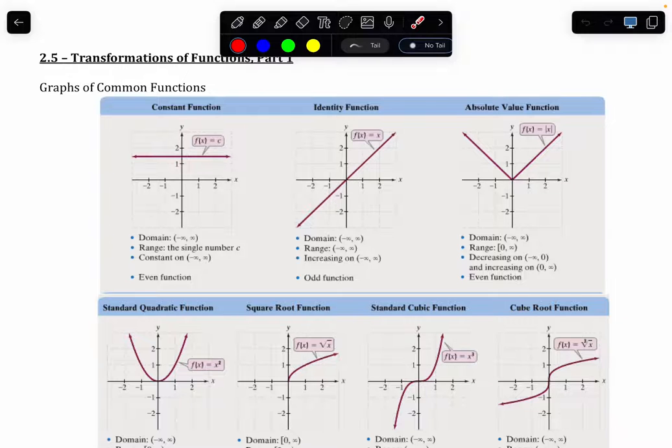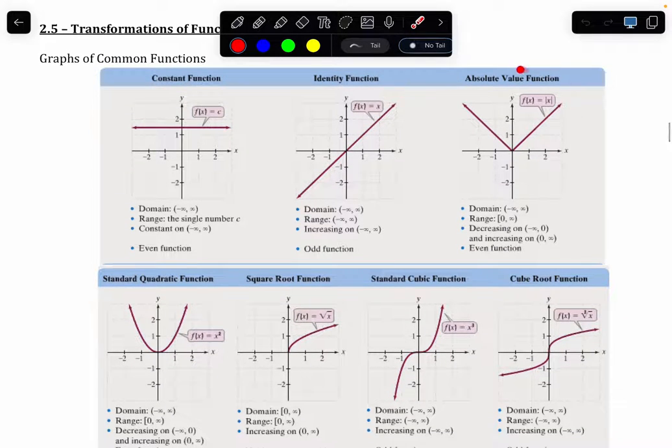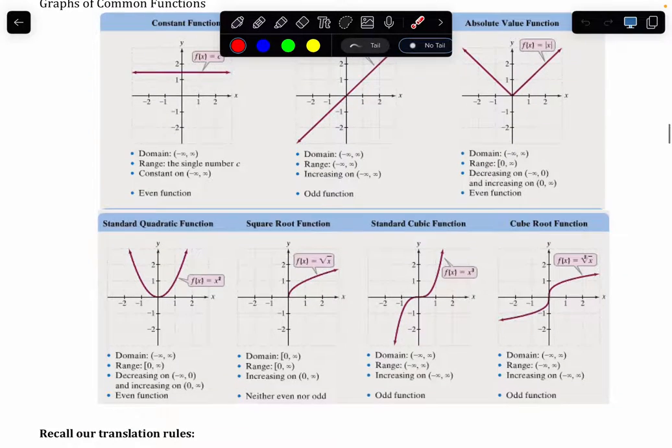We're going to add in now our absolute value function. So absolute value of x, remember that shape is a V. Quadratic function, f of x equals x squared. We have our parabola. Now the next three are going to be new. So we have the square root function, the cubic function, and the cube root function.